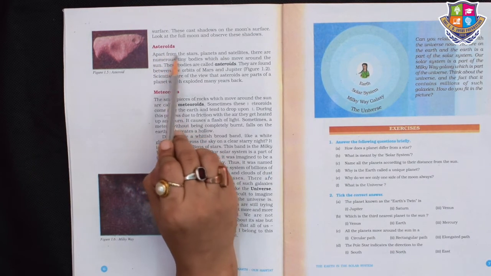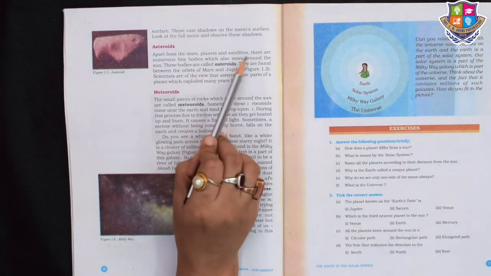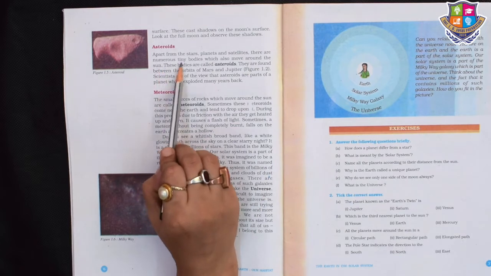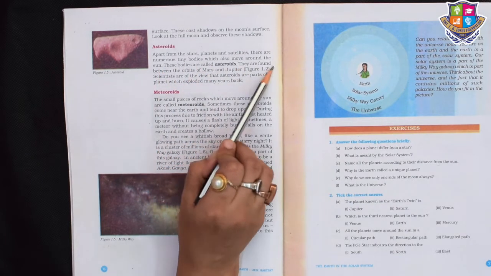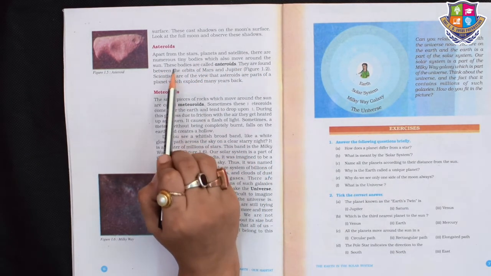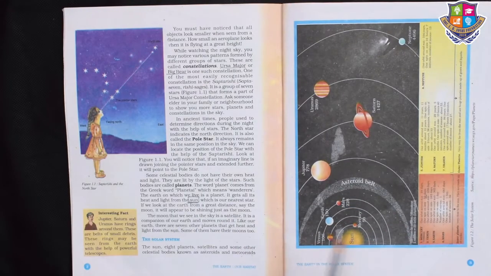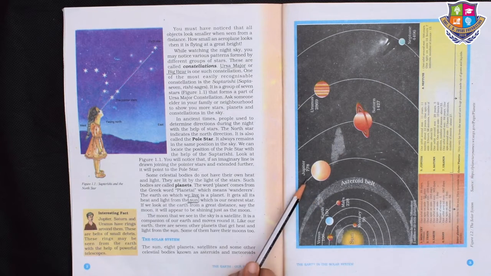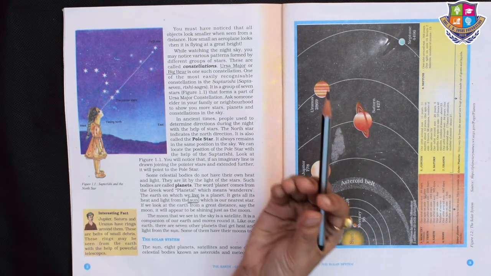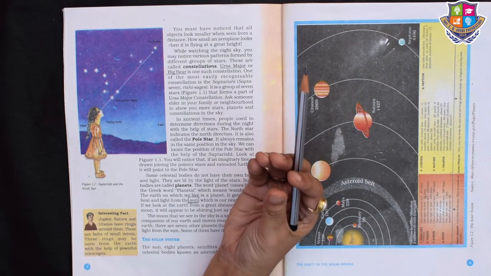Asteroids. Apart from the stars, planets and satellites, there are numerous tiny bodies which also move around the sun. These bodies are called asteroids. So have a look at this picture. These are asteroids, and they are between the Earth and the Jupiter. They are very tiny objects.